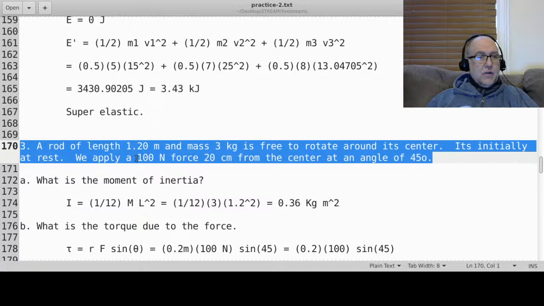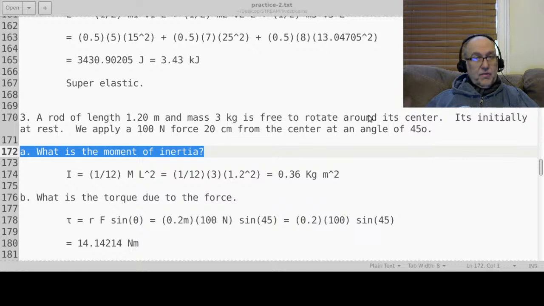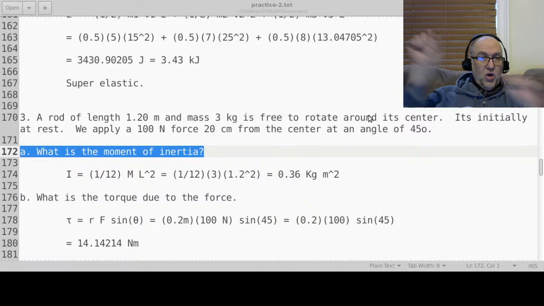So the first question I ask is, what's the moment of inertia? I gave you quite a few different ways of calculating it. The first is if it's made up of point masses: for every point mass you just do mr squared. You do mr squared for the first one plus mr squared for the second one plus mr squared for the third one, add them all up, and that's your moment of inertia.